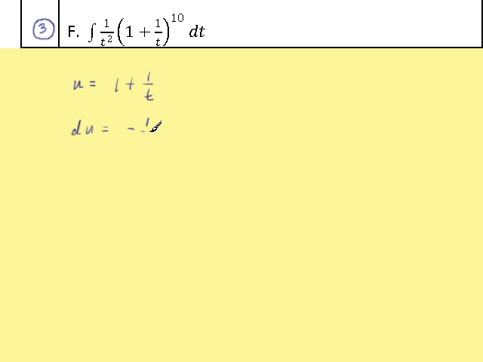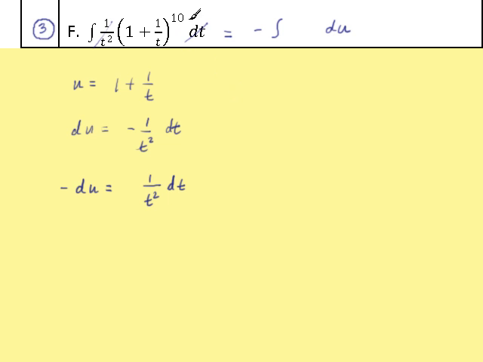du is minus 1 over t squared dt. Now we don't have minus 1 over t squared, we have 1 over t squared. So let's multiply both sides by minus 1. And we have minus du is equal to 1 over t squared dt. Now we're ready to do an exact substitution. We're going to replace 1 over t squared dt with minus du. Okay, so there we have minus du.